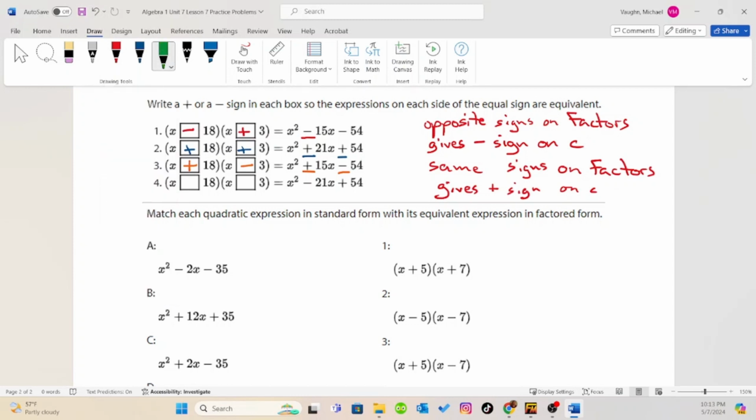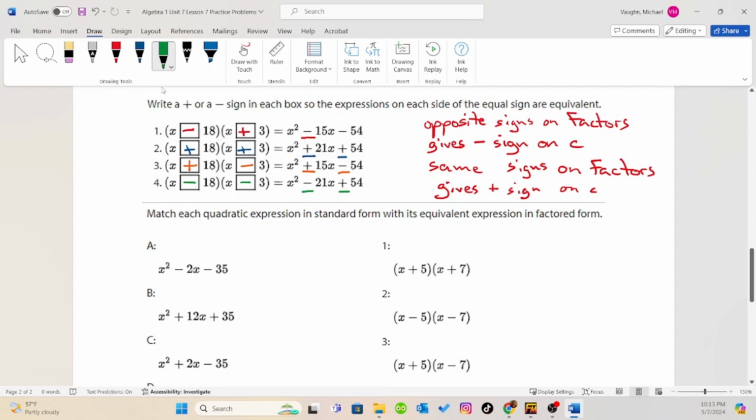And number 4, we're going to look at the second symbol first. It's a plus. That means our signs are the same. Then we look at the first symbol, the negative, and it tells us that both symbols are going to be minus signs. A negative 18x minus 3x would be negative 21x, and a negative 18 times a negative 3 would be a positive 54.